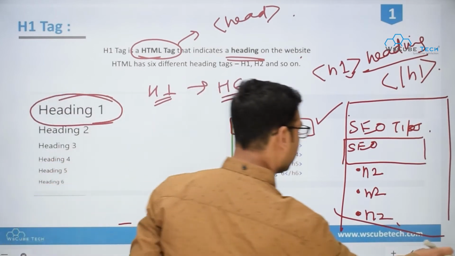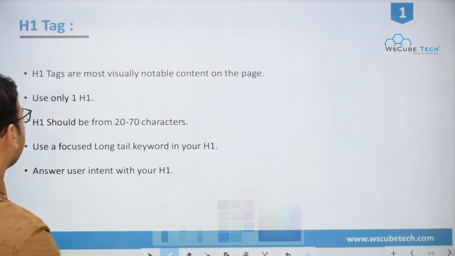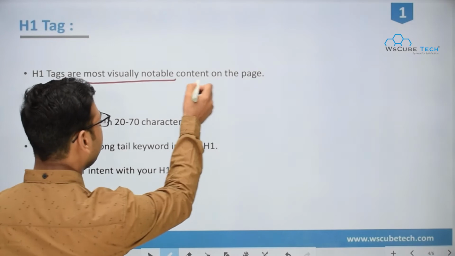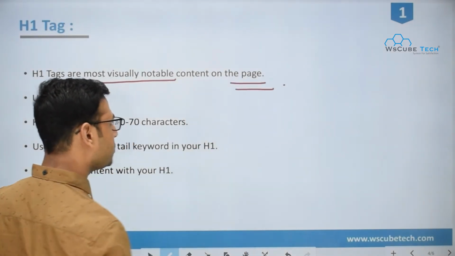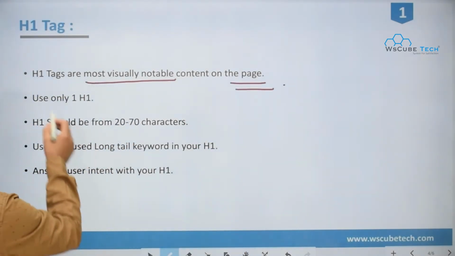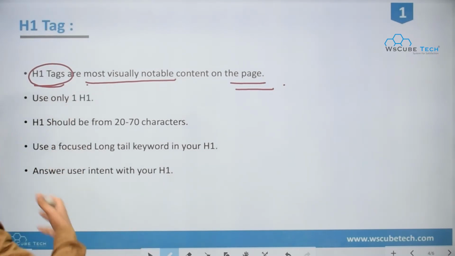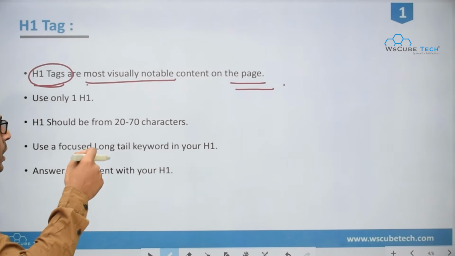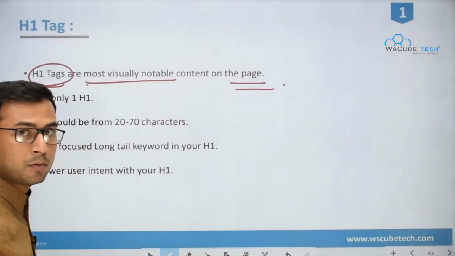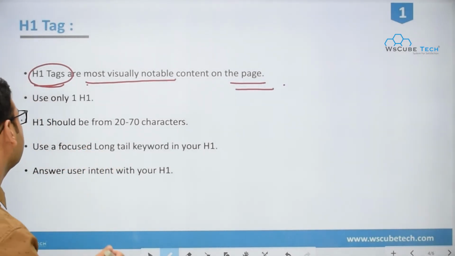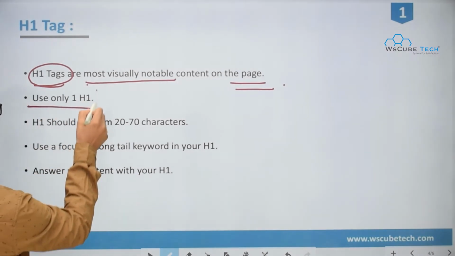So now let's talk something more about H1 tags. H1 tags are the most visually notable content on the web page. From the visitor's point of view, H1 tags are very important and very visually notable. You cannot ignore them because it is the first visual thing that a user is going to see in the form of content on your web page. So you cannot ignore this. And you should use only one H1.